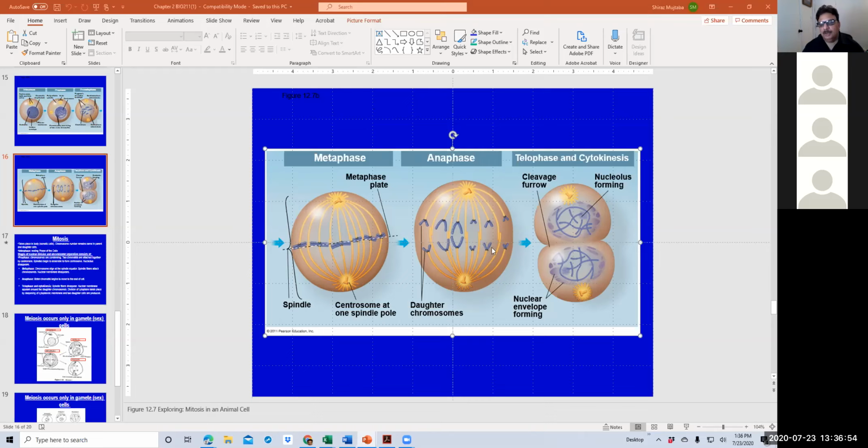So I repeat, in anaphase, which follows metaphase, the chromosomes split into daughter chromosomes. And these daughter chromosomes start moving towards opposite ends, towards the North Pole and South Pole. And this is facilitated by spindle fibers. So spindle fibers are really motor engines.